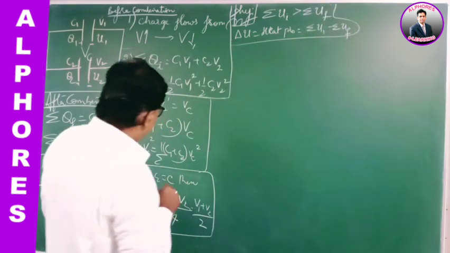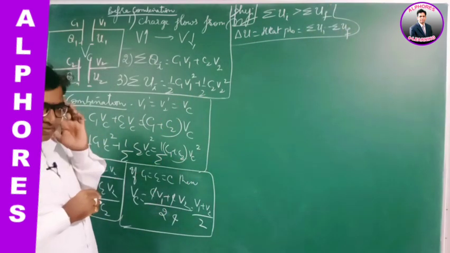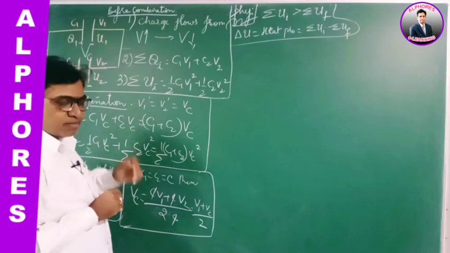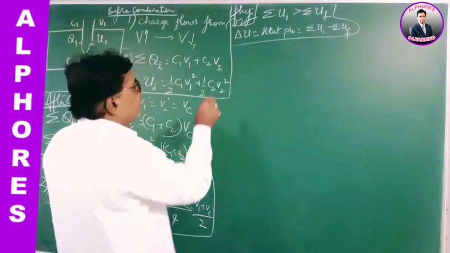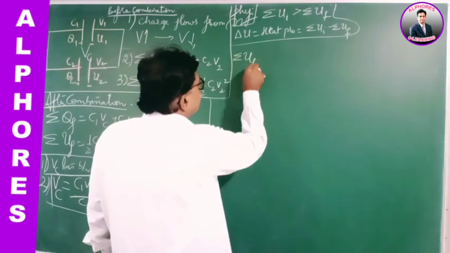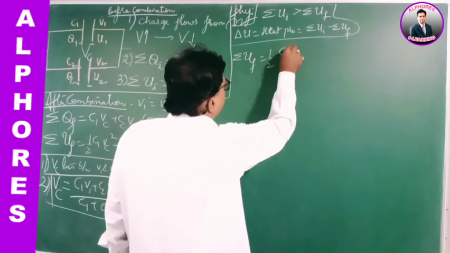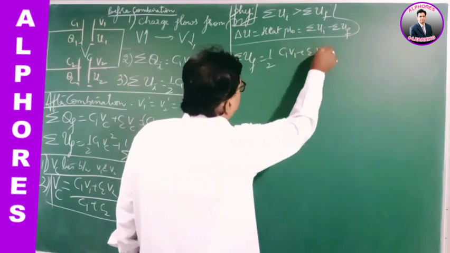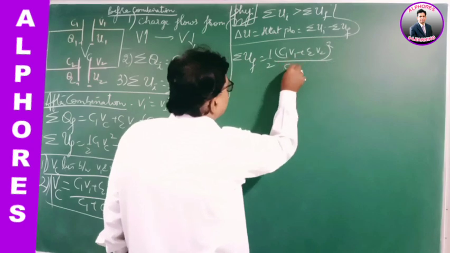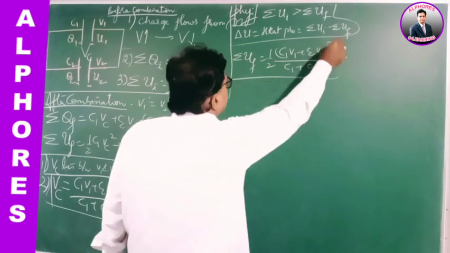So the total final energy is half (C1 + C2) of Vc square. Vc you have to find out and substitute, right? So therefore, the total final energy, with the formula I have given, is half of (C1 V1 + C2 V2) whole square by (C1 + C2).